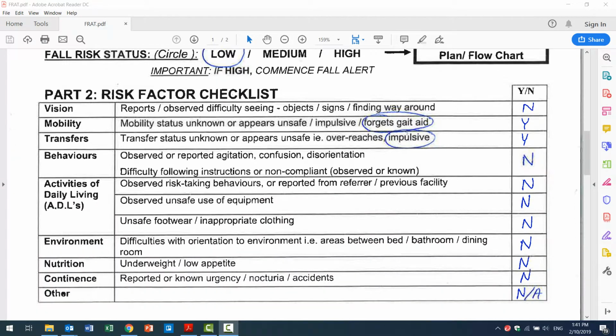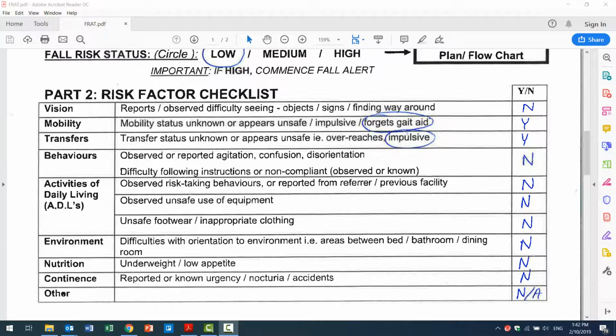So moving on, now we get into some more risk factors. So vision. If the patient has difficulty seeing objects, signs, or finding their way around, do they, yes or no? In this case, no. Mobility. Is their mobility status unknown? So if they're a new admission, or do they appear to be unsafe or impulsive when they're up and mobilizing, or do they sometimes forget their aid? So in this case, the nurse has ticked off yes and circled that the patient tends to forget their aid. In regards to transfers, it seems that this patient is impulsive. So again, she circled what the condition or the situation is, and she's indicated yes, there is a risk here.